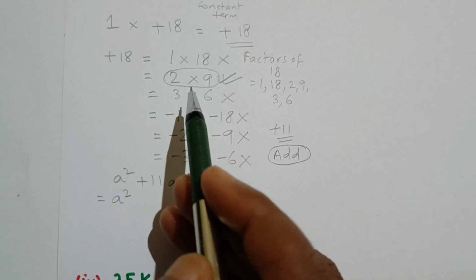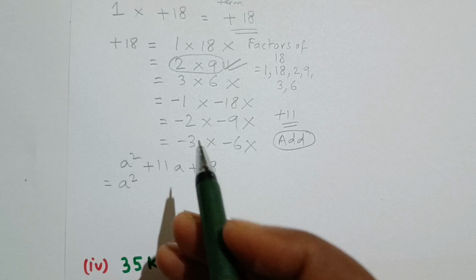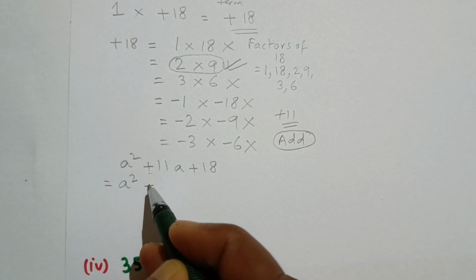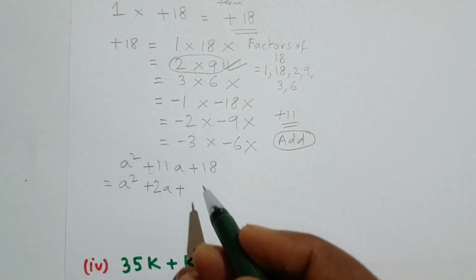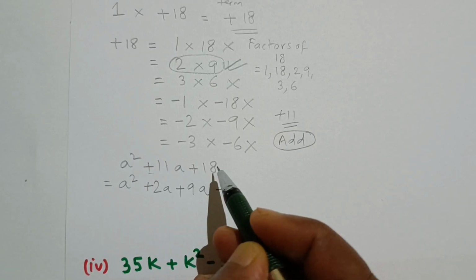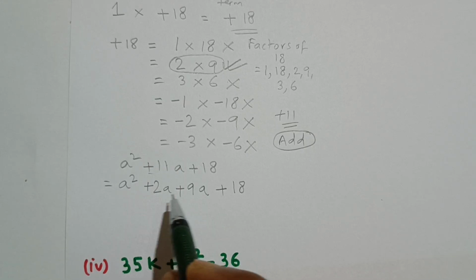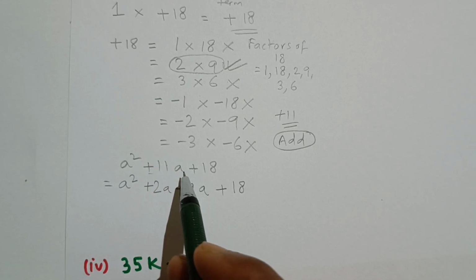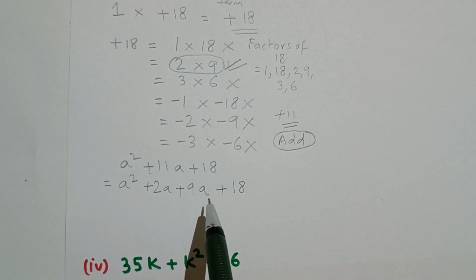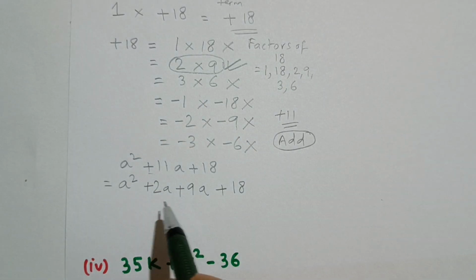So this plus 11, I will write it as plus 2 and plus 9. So this middle term I am going to write as plus 2a plus 9a. And then the third term, the constant term, is plus 18. So I have split the middle term into two terms. Plus 11a, I am writing as plus 2a plus 9a, because plus 2a plus 9a is plus 11a.